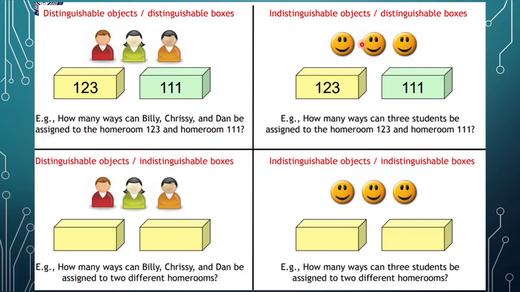See, the objects are indistinguishable but the boxes are distinguishable. The third thing is distinguishable objects and indistinguishable boxes. And the fourth is indistinguishable objects and indistinguishable boxes. Okay, so these 4 counting problems can happen depending on whether the boxes and objects are distinguishable or indistinguishable.